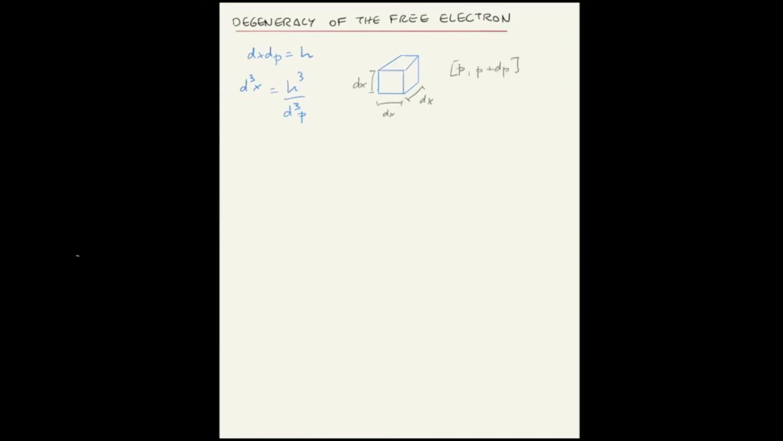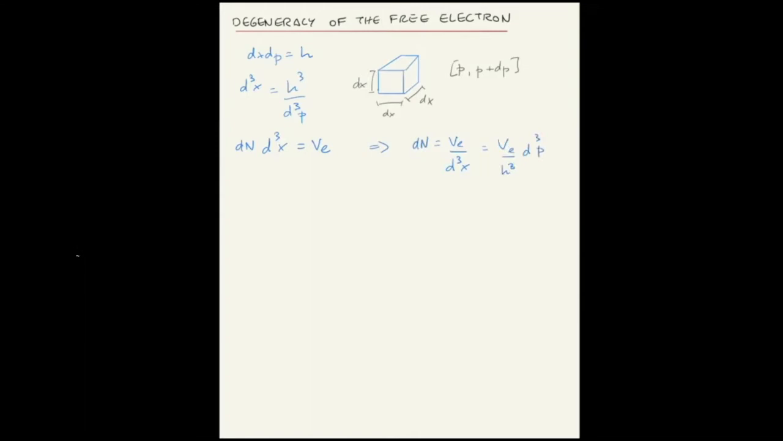Now, the number dn of such cells available is the volume VE that is occupied by the electron distribution. dn is the number of such cells, dx cubed is the volume of one of the single cells, and VE is the volume occupied by the electron distribution. So we can solve this for dn, and using the expression of the uncertainty principle, write that in terms of dp.